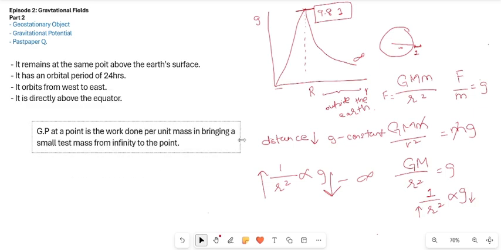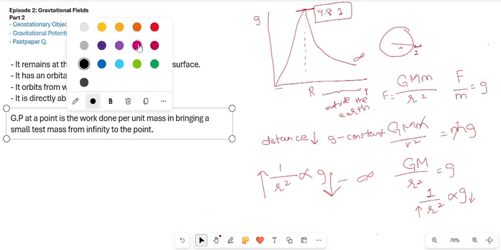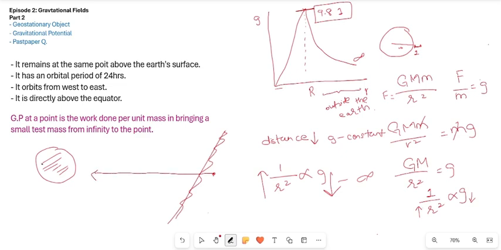Now, let's assume there is Earth, and at infinity, let's assume this is infinity, and then there's a very small test mass. The energy, since this is where the gravitational field is, since we have to move it towards this from infinity to this point, the work that is required, the energy that is required per this mass is called gravitational potential.